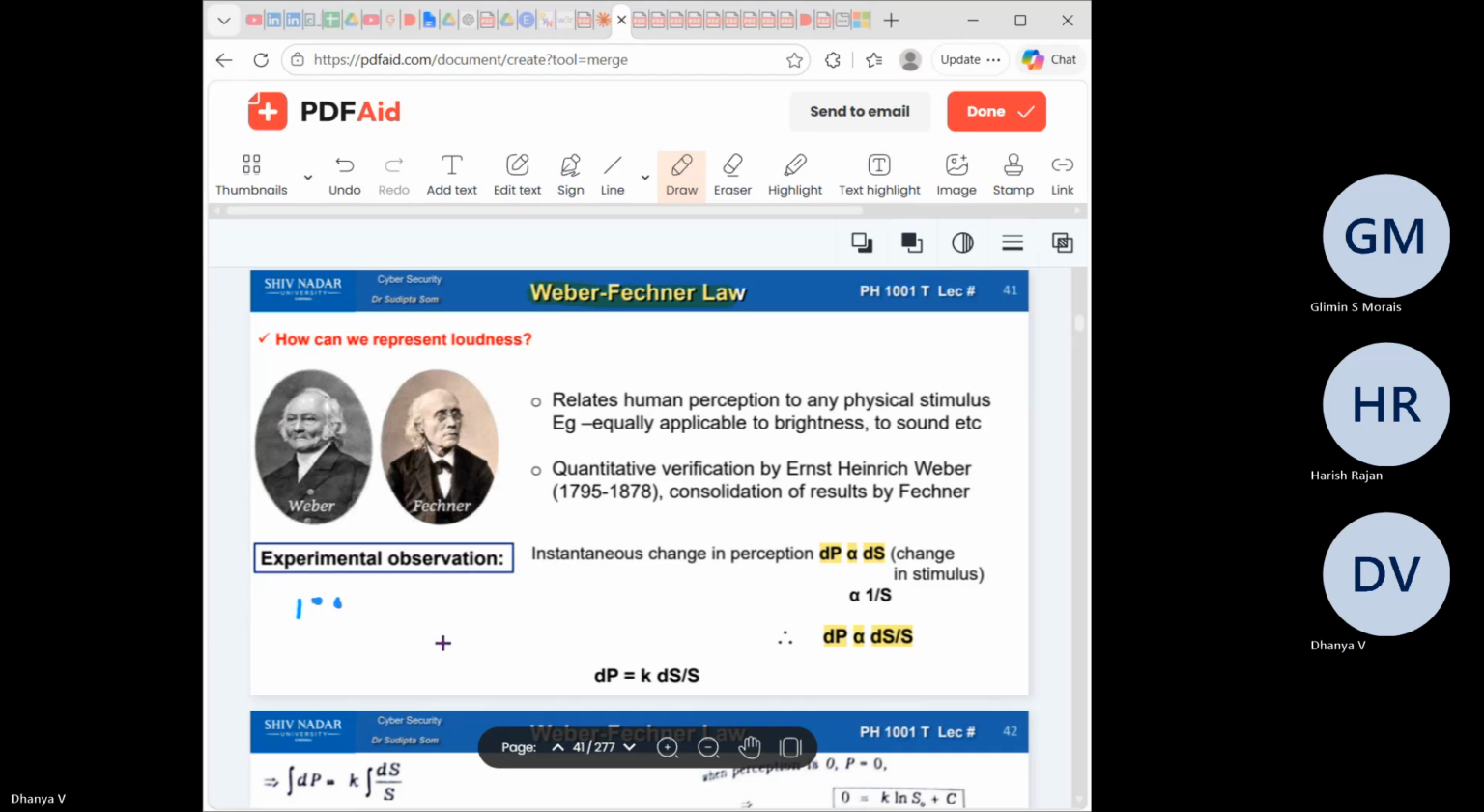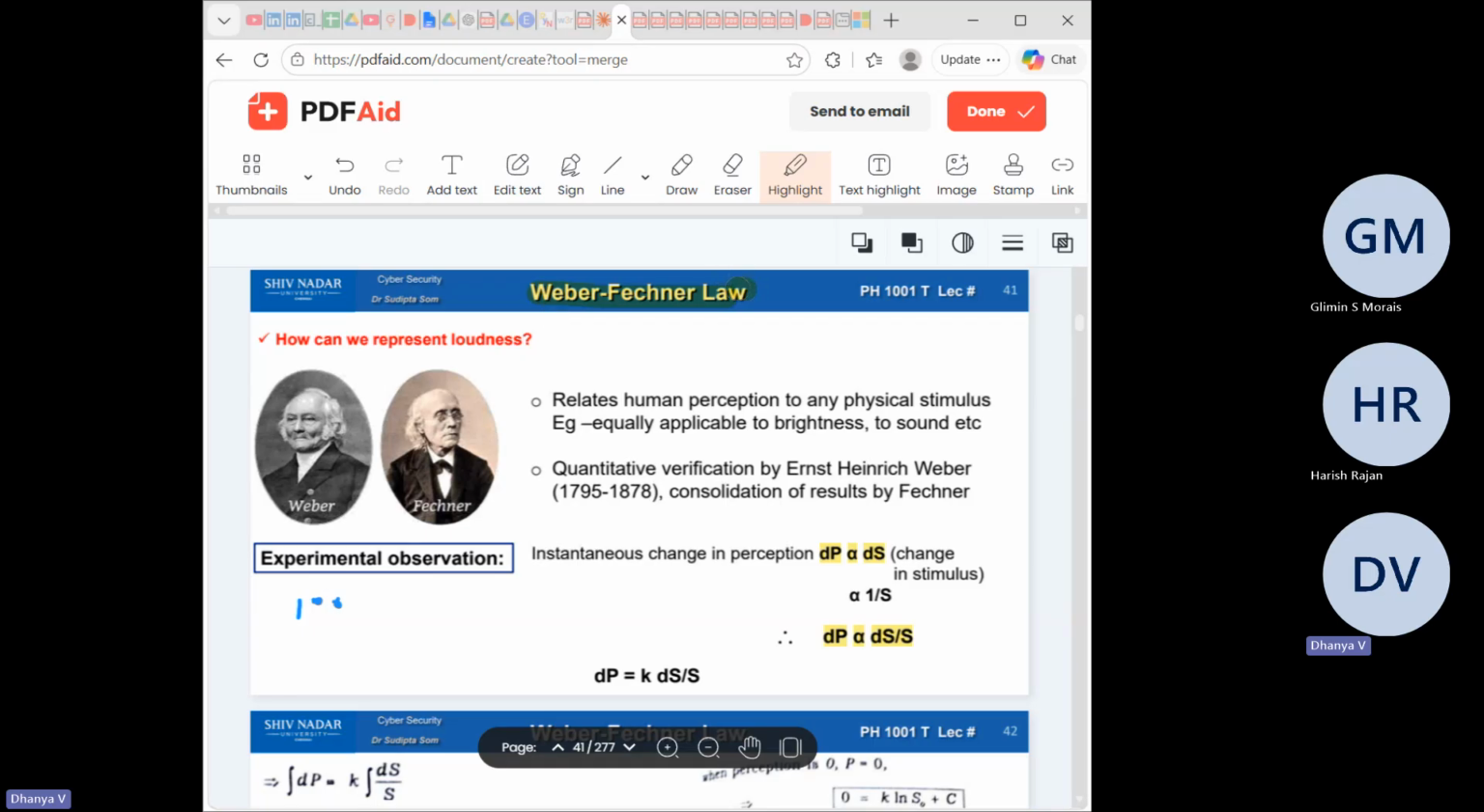So what they're essentially trying to tell is that it relates human perception to any physical stimulus. Okay, so any physical stimulus. So here I gave an example of a weight that relates to the human perception. Okay, so that is essentially what the Weber-Fechner law is.